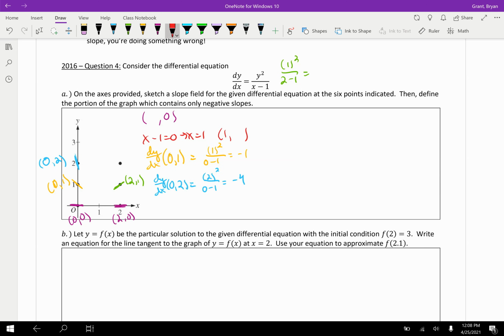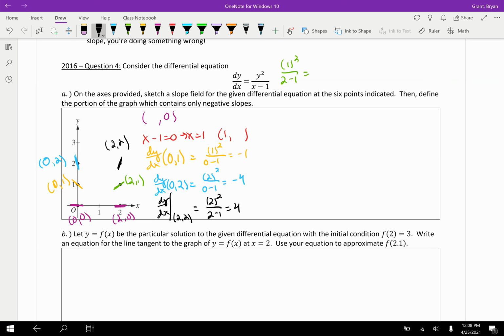And then if we look at our very last one over here, this one in black, I guess, haven't used that yet, we have the point 2 comma 2. So dy/dx evaluated, sometimes you'll see it like this, at 2 comma 2 is 2 squared over 2 minus 1, which is positive 4. And so we have up 1, 2, 3, 4 over 1, so something like that.